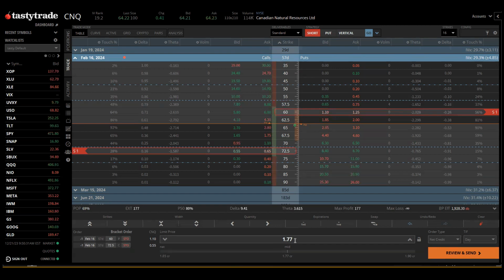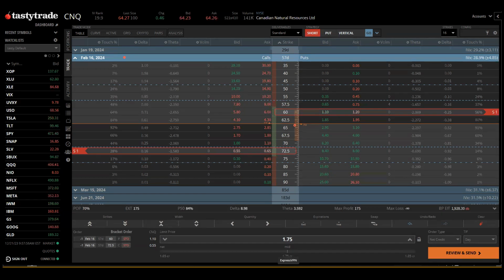What I really like about Tasty Trade is it shows you this green bar, and it basically tells you where your break-even points are, both on the call and the put side. In this case, it's real easy to calculate. It's basically 72.50 plus the premium collected of 1.77. That gives you your break-even on the call side, or on the upside. And similarly on the put side, you take $60 minus the 1.77 that you collected. That gives you your break-even on the downside. But anyway, just a really nice feature that visually shows you where your break-even points are.